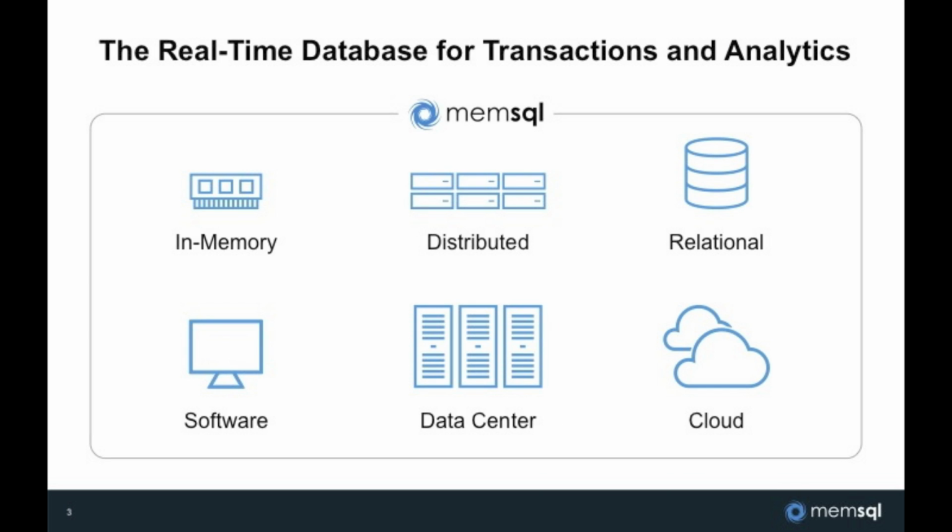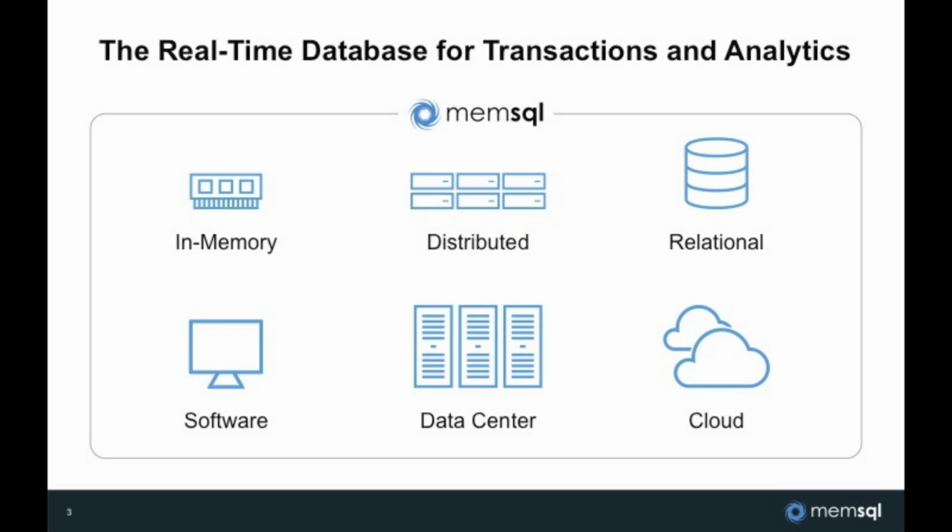A little bit about MemSQL as a product. Let's break that down a bit. MemSQL is the real-time database for transactions and analytics. We say real-time because most of our processing and data storage happens in memory, so it's very, very fast. We are distributed, allowing you to scale out across commodity hardware, thus lowering cost, and also allowing you to scale storage and computation across nodes.